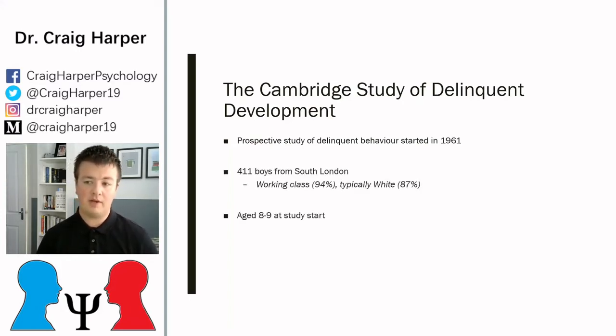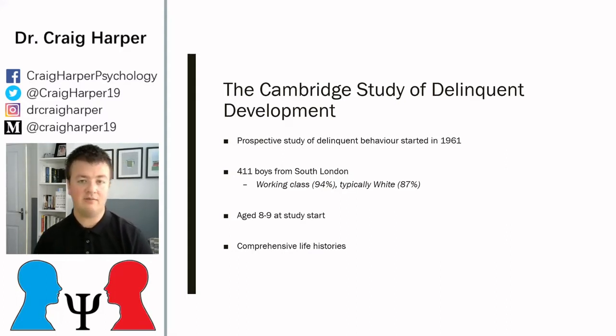The sample of the Cambridge study was 411 boys from South London, typically around the Brixton area, typically white, typically working class, all around the age of 8 to 9 years old when the study started. The whole idea behind this study was to collect a rich data set of comprehensive life histories of each of these boys so that the researchers could identify different points within their lives, different personality traits, different events that might trigger a criminal trajectory.